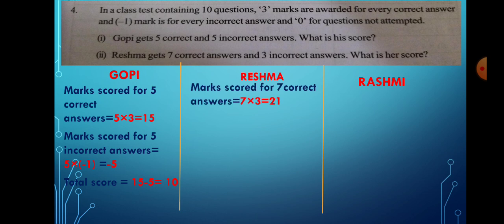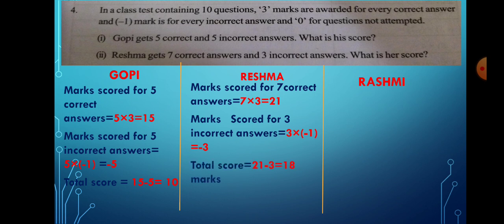Now Reshma. Reshma scored 7 correct answers. For every 1 correct answer, 3 marks are scored. So 7 into 3, 21. She attempted 3 incorrect answers. So 3 into minus 1. 3 1s are 3, minus 3. Total score is equal to 21 minus 3. For correct answers 21, for wrong answers minus 3. 21 minus 3 is equal to 18 marks.